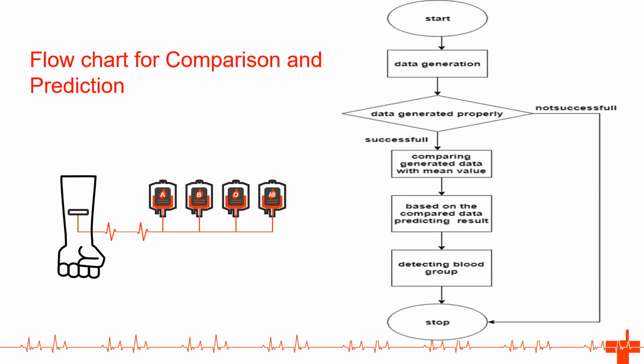Flowchart for comparison and prediction. Once the data is generated from the previous step, if the data is generated properly, that data is compared with the fixed mean value. Based on that comparison, we will predict the blood group. If the data is not properly generated, the system will not predict anything.